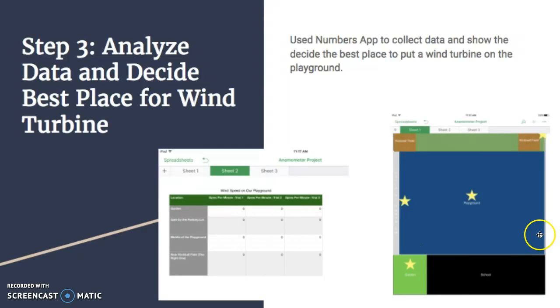And then I also created a map of the school playground where eventually, once we got all the data, I could plug in the average or how many spins they did in each of those spots to make a comparison about where the best place to put the wind turbine would be.